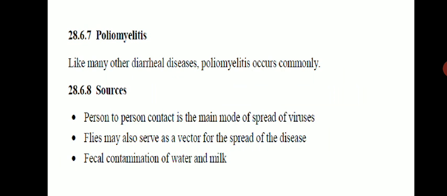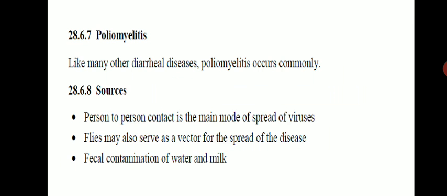Poliomyelitis is the main or routine infection that is caused by milk-borne infection. Now the sources. Person to person contact is the main mode of spread of several viruses. Viruses are mostly transferred through milk and through animals by person to person contact. Flies may also serve as a vector for spread of these diseases, and fecal contamination of water as well as milk is another source of contamination of viruses in the milk and milk related products.